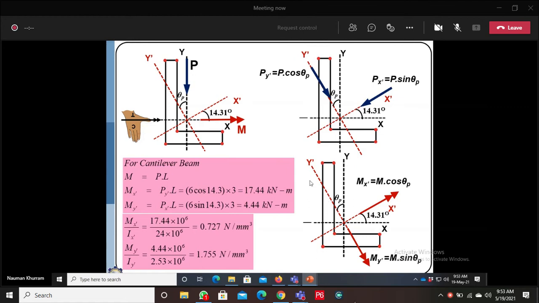So the moment which is acting along the y-axis can be computed by using Px bar. Px bar is P sin theta multiplied by the length, that is 4.44. Or what you could do, you can determine the resultant moment here, which is P into L. If you take M cos theta, it will be equal to Mx bar, and M sin theta will be equal to My bar. So you can see here, the answer will be the same.